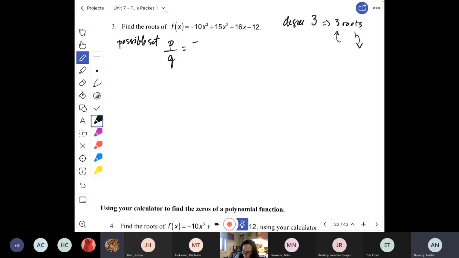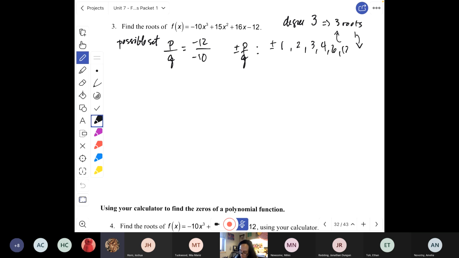P is negative 12. Technically negative 12, but eventually we'll look at the factors, so it doesn't matter because we're looking at positive and negative. What's Q? Negative 10. Okay, so now I'm looking at all the possible factors of P and Q. So let's look at that. Factors of P: plus or minus 1, plus or minus 2, plus or minus 3, plus or minus 4, plus or minus 6, plus or minus 12.